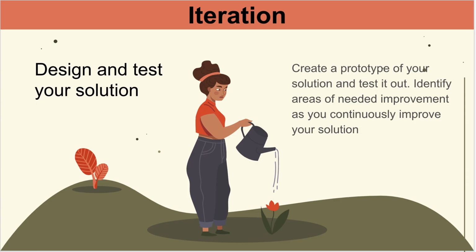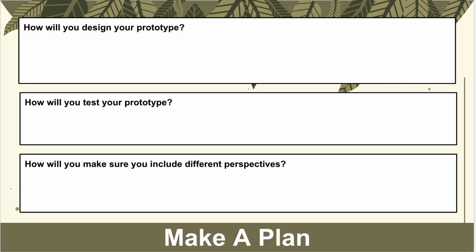The next phase is iteration. This is where students are designing and testing a solution. There's another prompt for students to independently think about a plan, how they'll design the prototype, test the prototype, and how they'll include different perspectives into the understanding of the use of this prototype. This prototype can be a description of an event that can happen, or it could be a way to improve a system, or it could be a physical thing that's built. It can be many different options.